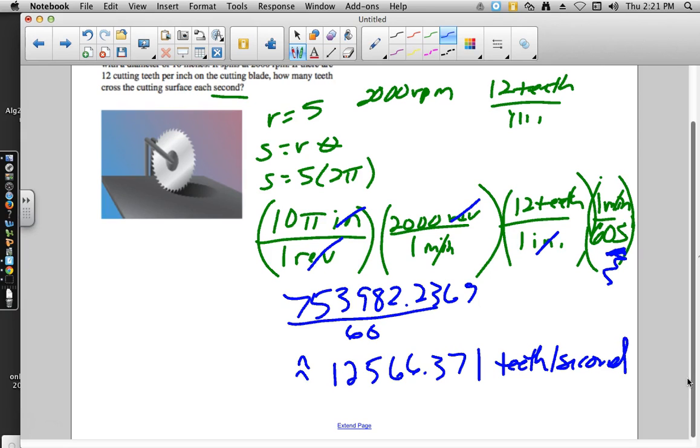So there it is. This one really, again, just starts with figuring out what the arc length is, which, for this one, is actually the circumference. And then we go from there.